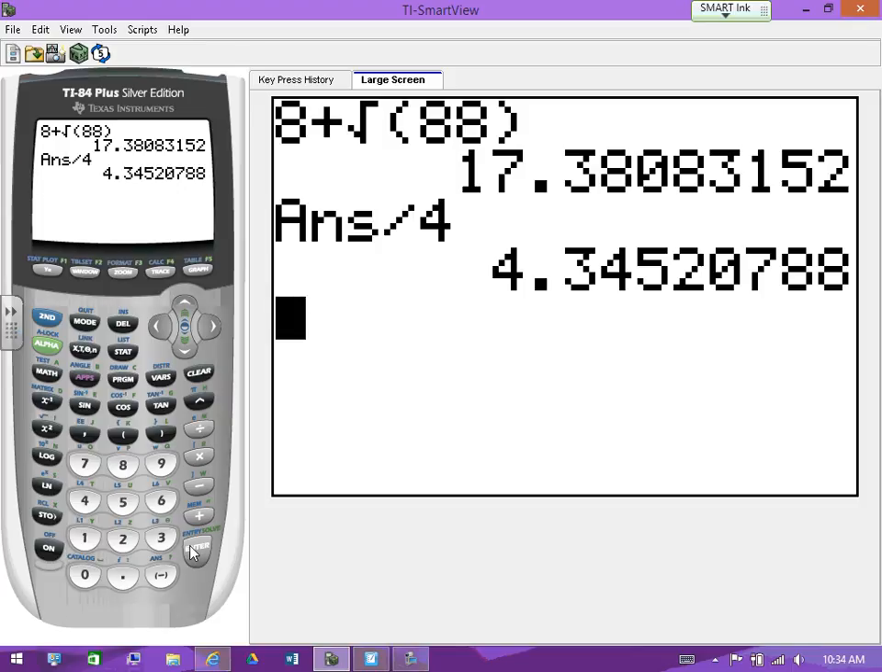Gotta start somewhere. Put this in your calculator. You're missing your 4 that's supposed to be on the bottom. 2 times 2 is 4. Put in your calculator 8 plus square root of 8. Just did it right there. So that's the positive. If you put it all in one row, it's only going to divide by your square root. You don't want it to do that.